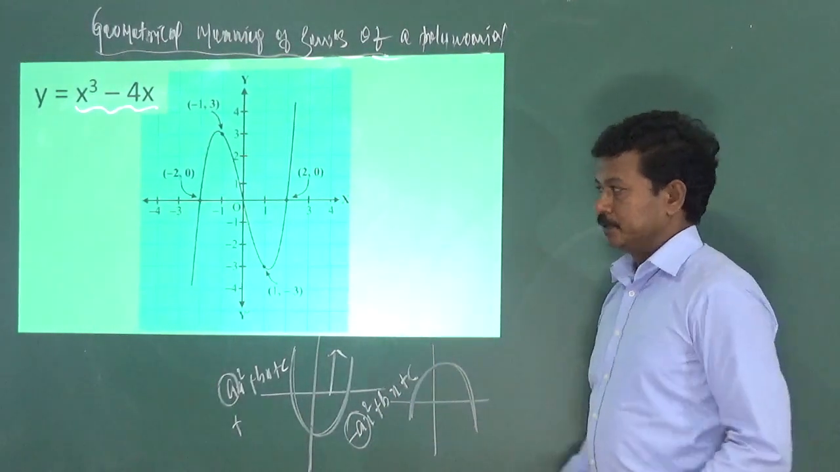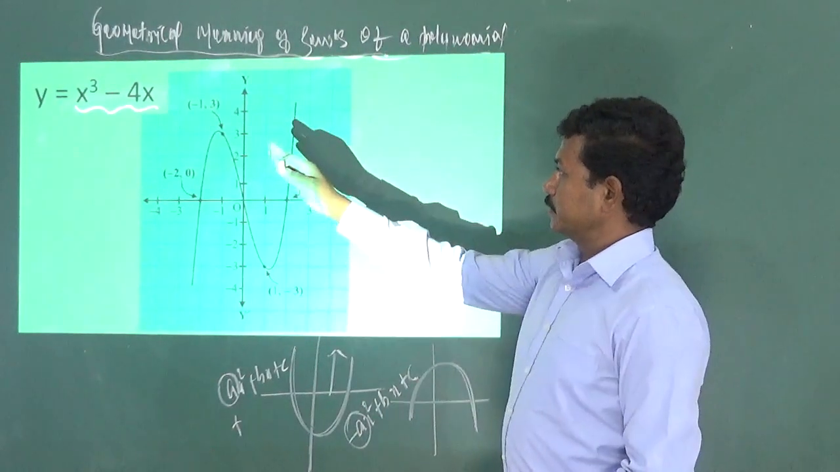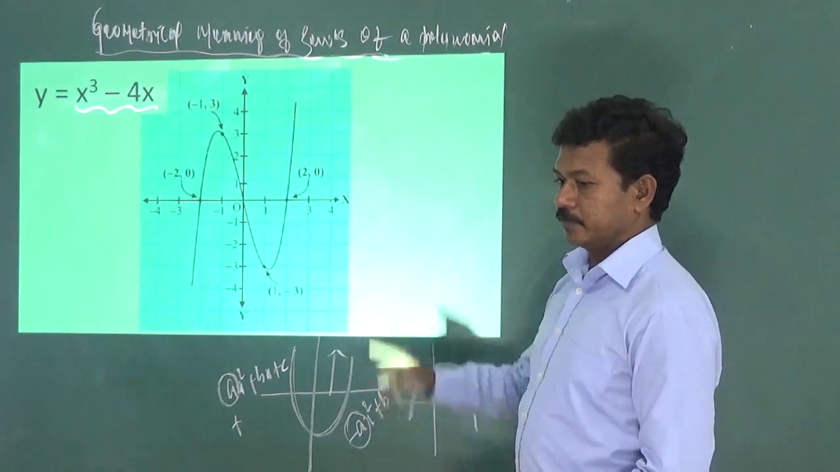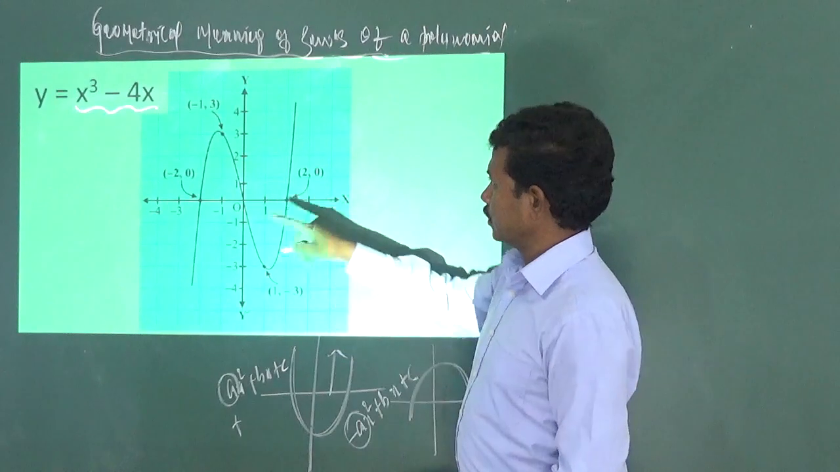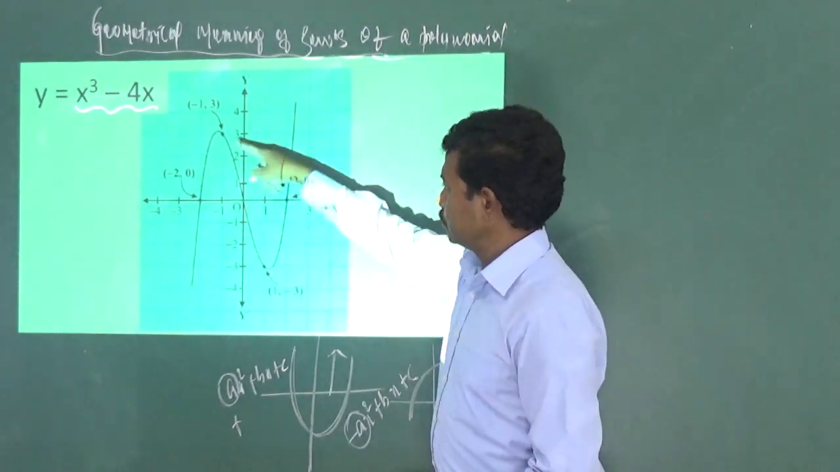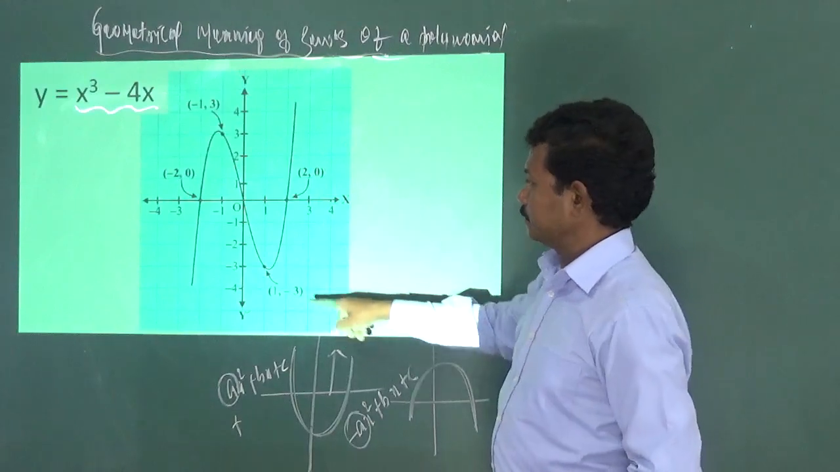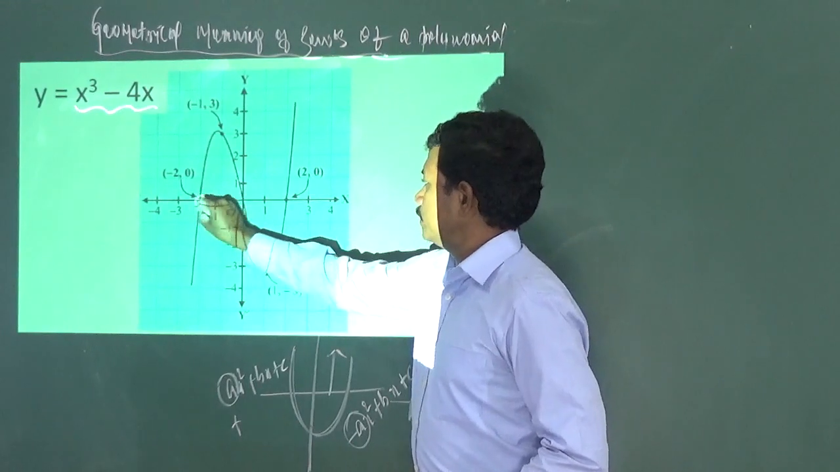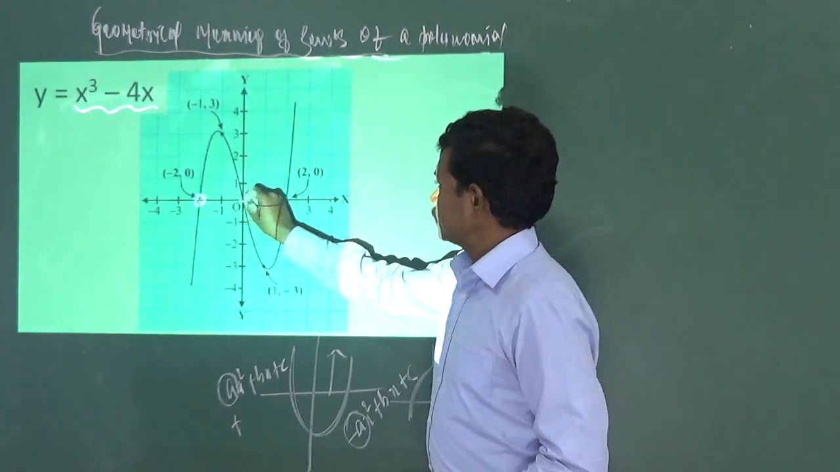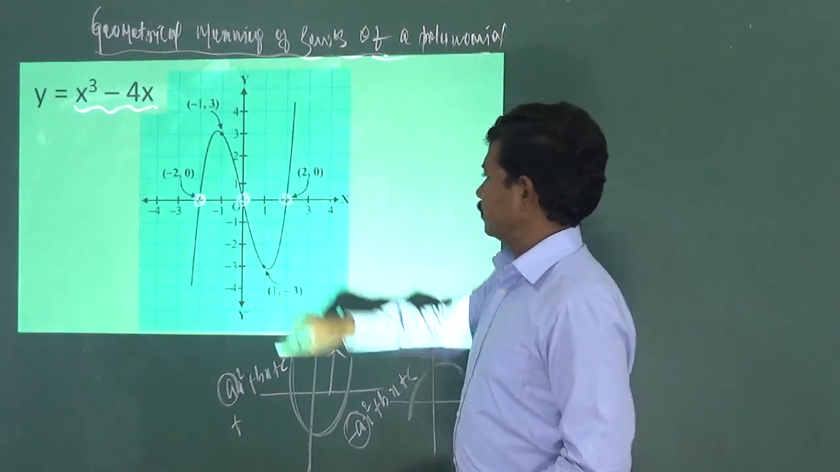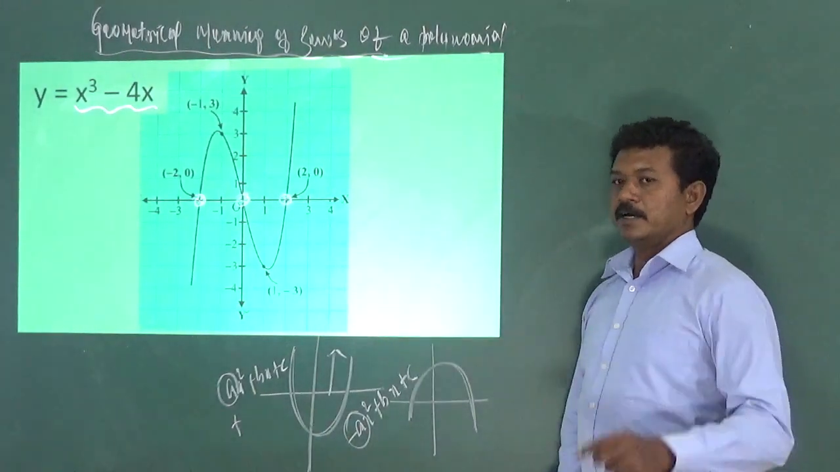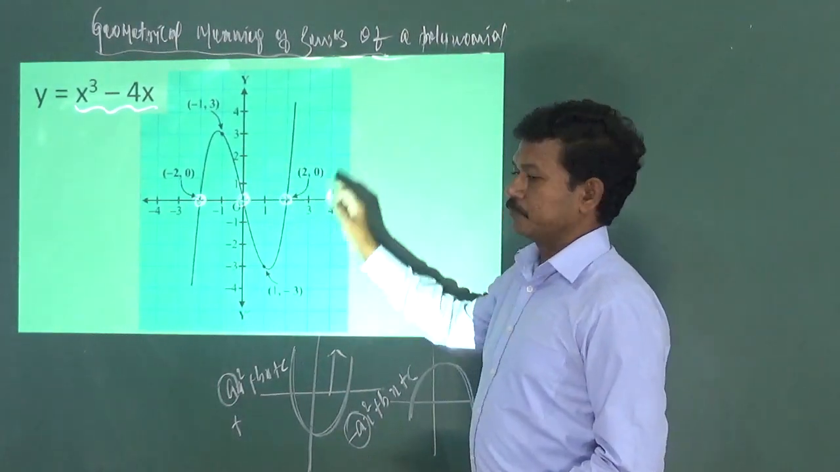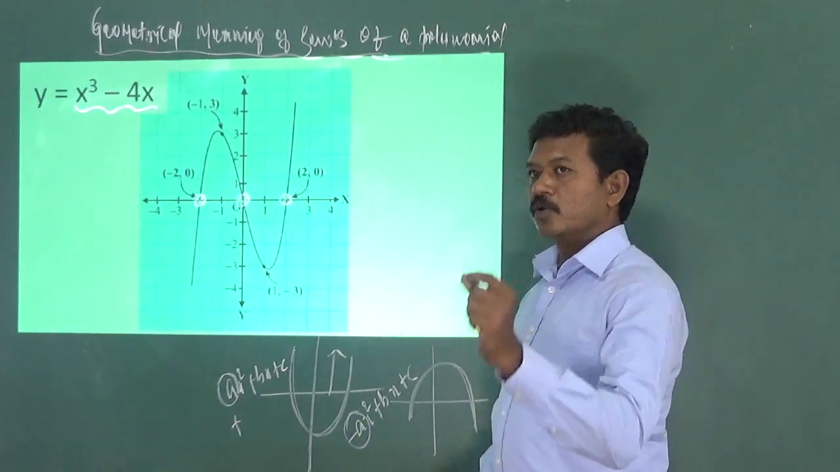That can also happen. So in this example, x cube minus 4x is a cubic polynomial because the highest degree of a variable is 3. When you draw a graph for a cubic polynomial, you are going to get the graph like this. Here you can observe the graph intersects the x-axis at 1 point, second this point, and third this point. So the graph intersects the x-axis at 3 distinct points. Therefore, this cubic polynomial x cube minus 4x has all 3 zeros.